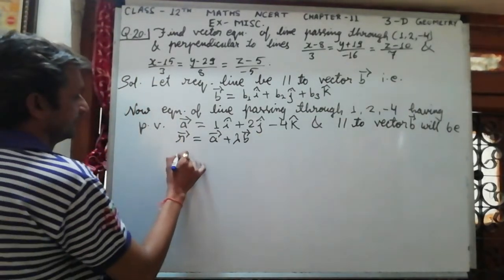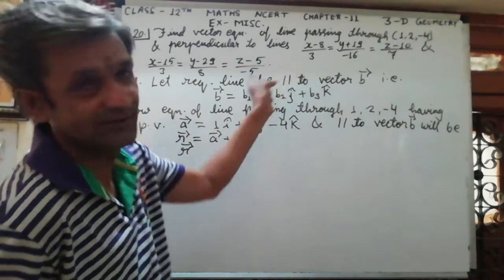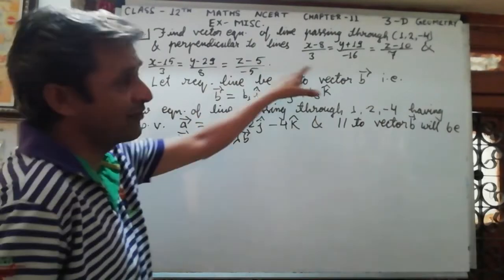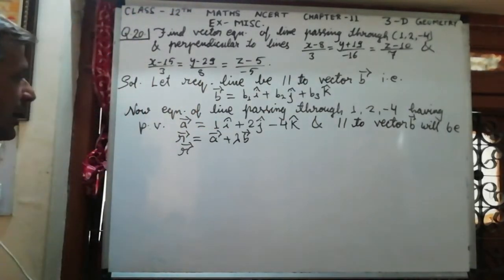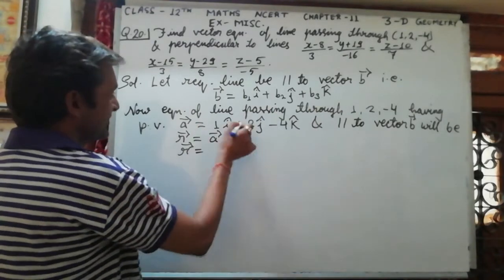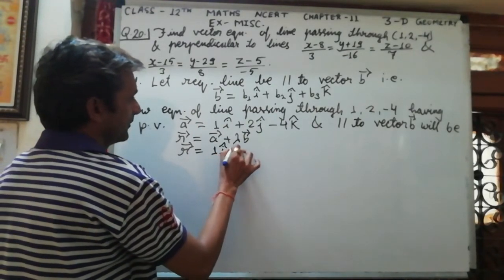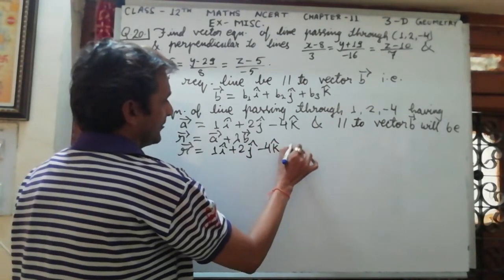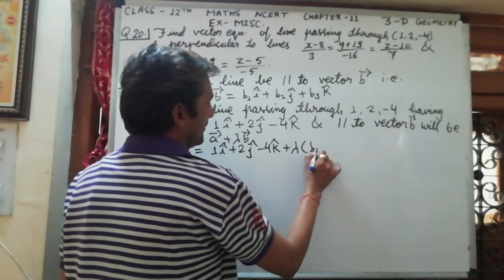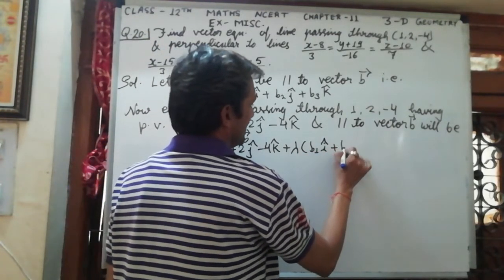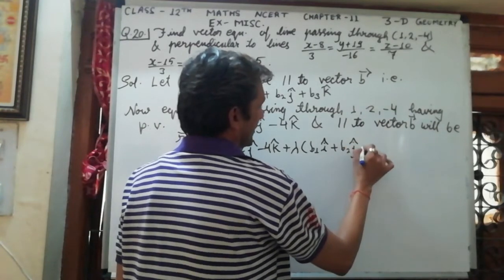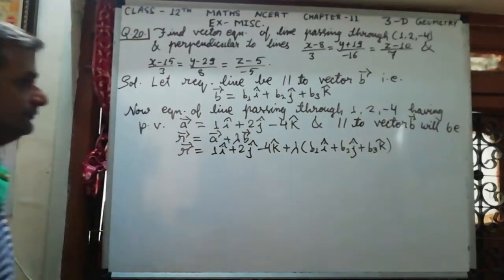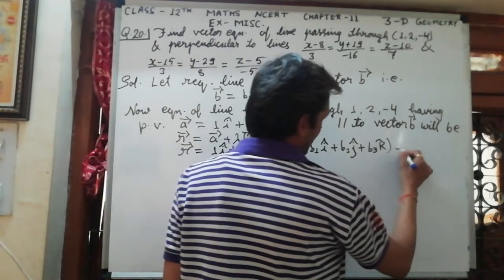But here, these are the lines, meaning the line is perpendicular to the lines only. These are the Cartesian forms of the lines. So r vector is equal to vector A, which is 1i plus 2j minus 4k, plus lambda into b1i plus b2j plus b3k. Let us represent it by equation 1.